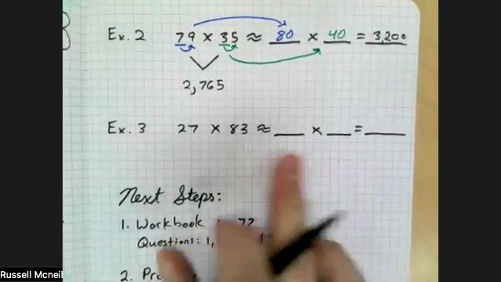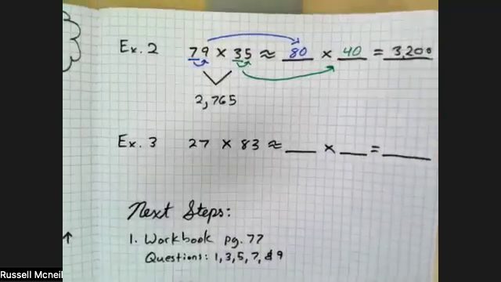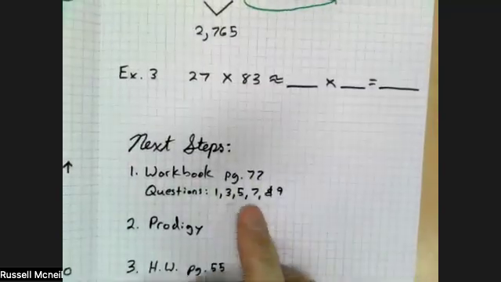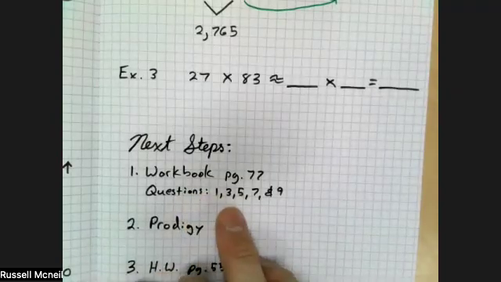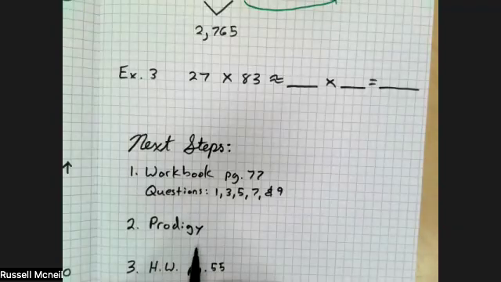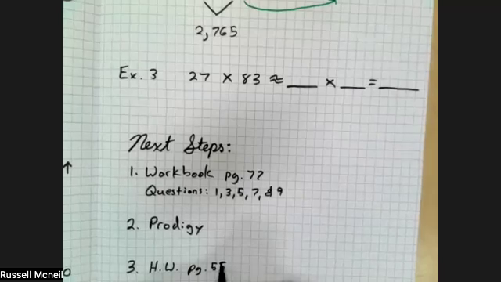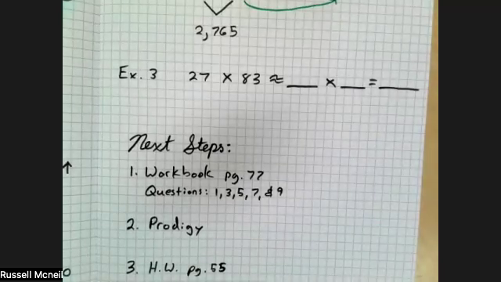I'd like to see what you've got when you come to get your stamp. After I see your notes, you can head over to workbook page 77. We're working on questions 1, 3, 5, 7, and 9. You can work with a partner. After that, we've got Prodigy. And for those of you looking towards homework, it's homework page 55 tonight. 55 only. All right, folks, I'll see you in the classroom.